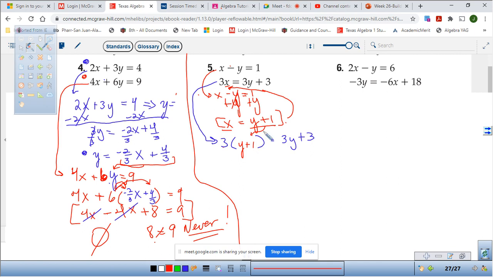y plus 1. Distribute here. That gives me 3y. And then this one gives me plus 3, is equal to 3y plus 3. I'm going to tell you this much. Since they're exactly the same, it's validated, right? All real numbers. Any x value, y value you throw in there, they're going to work.